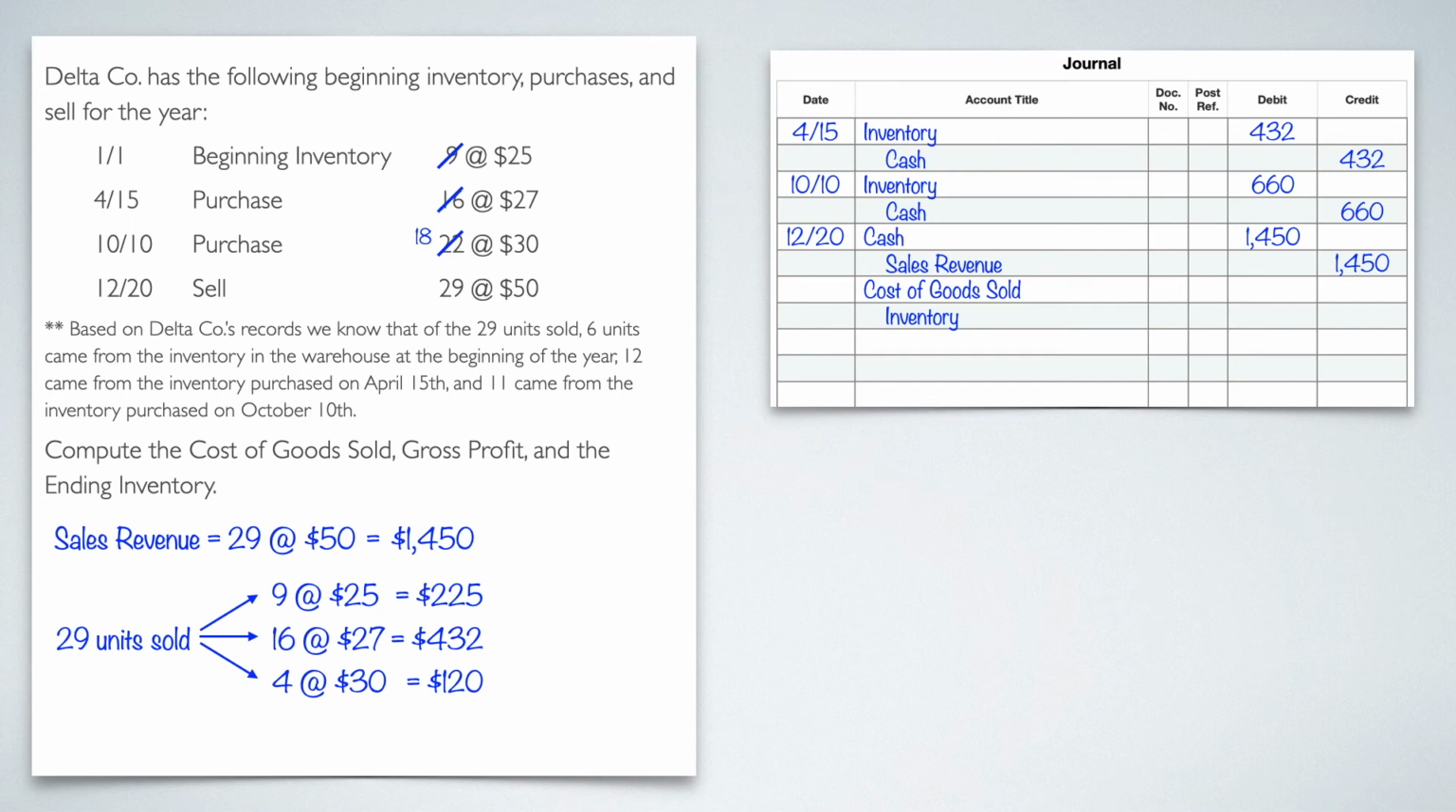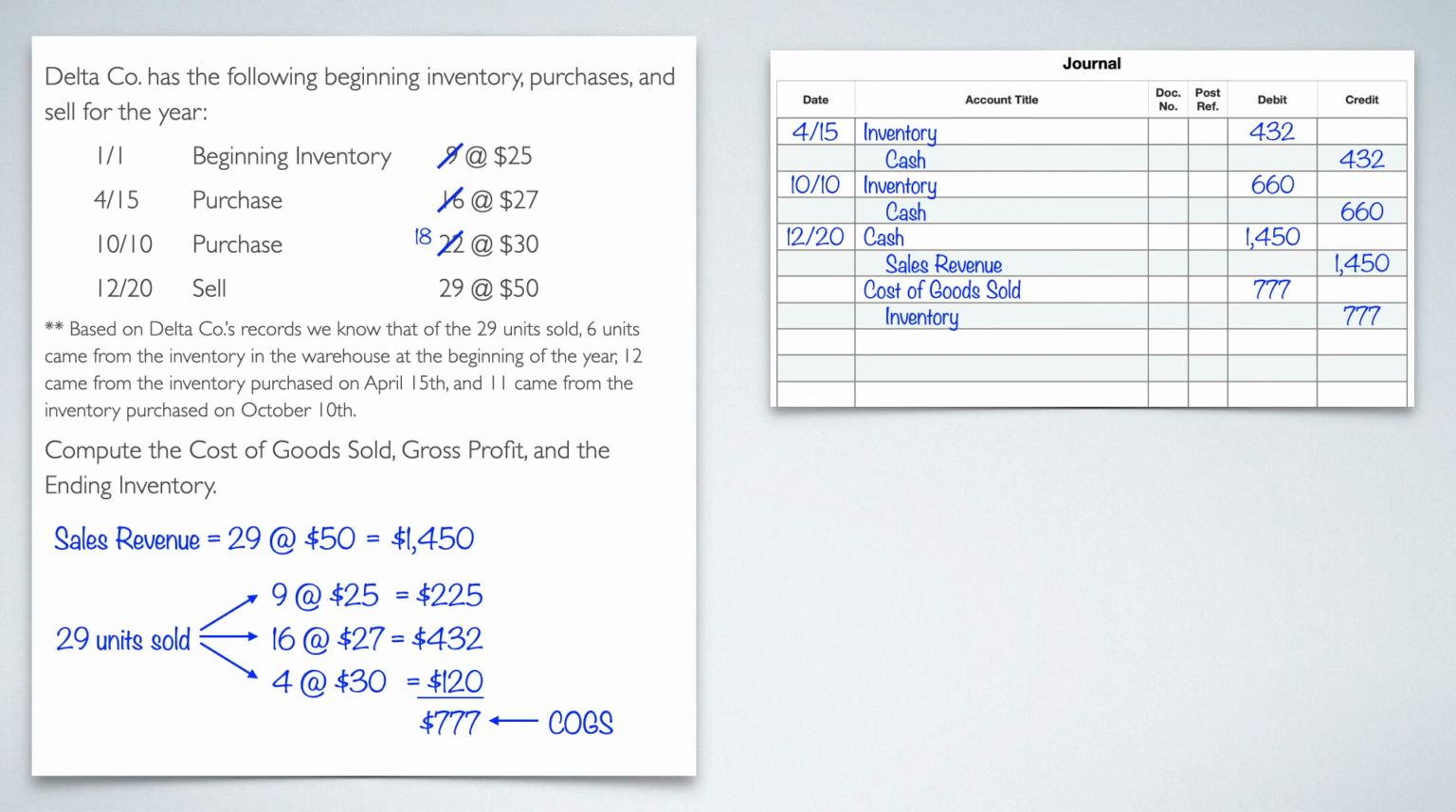Now I can add up all of the 29 units that I've expensed. That's going to give me a total of 777. That's my COGS for doing it the FIFO method. So I will put 777 next to COGS and inventory in my journal entry. And now I can go into finishing up what the problem asked for.